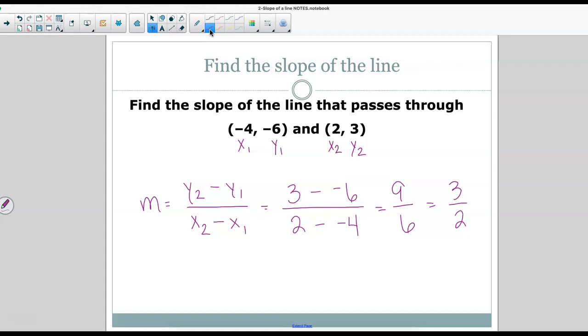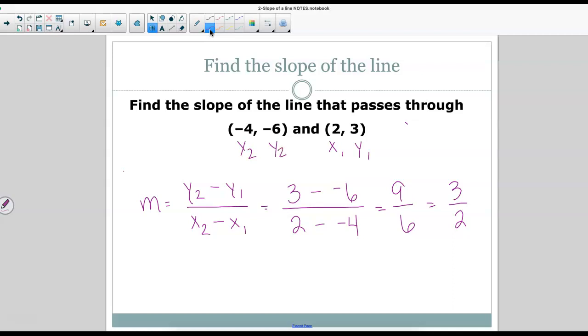Okay. Questions there? Yes. What if you would put the 6 with the 2 and 3? Would that mess it up then? Then it's going to be different points, right? But we could have switched it. What if it was the points 2, 3, and -4, -6? You could have the points in different orders. I could have called this point x1, y1, this one x2, y2.